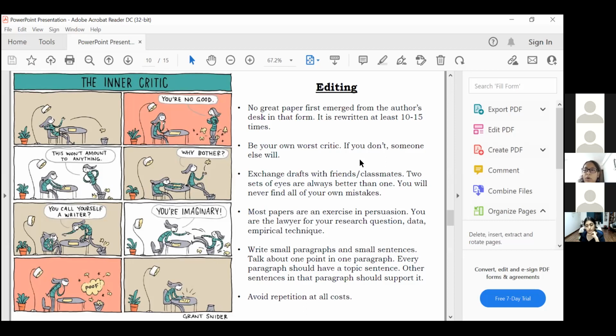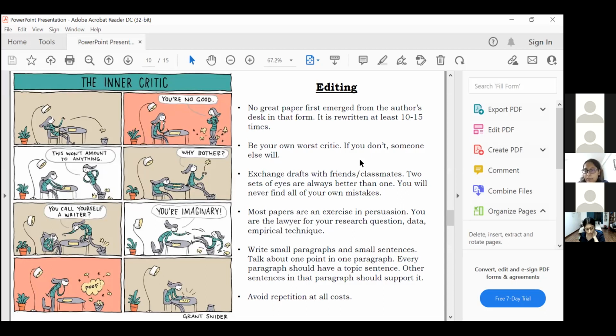Now, what about the tone of the paper? Remember, you are a lawyer for your paper, for your research question. Most papers are an exercise in persuasion. Even though you're not writing it in a persuasive tone, your job through your paper is to convince your reader about the results. So remind yourself of this when you're writing. You are the lawyer for your research question, your data, and your empirical techniques. So you have to defend it in terms of all the questions that might arise in a reader's mind.